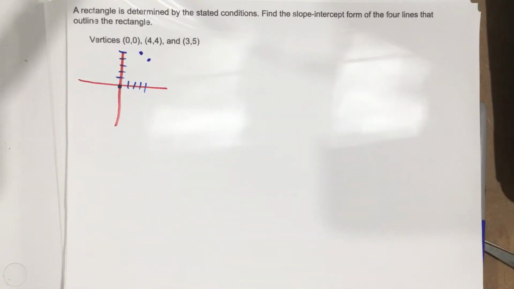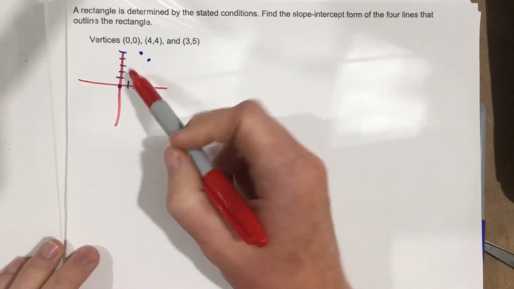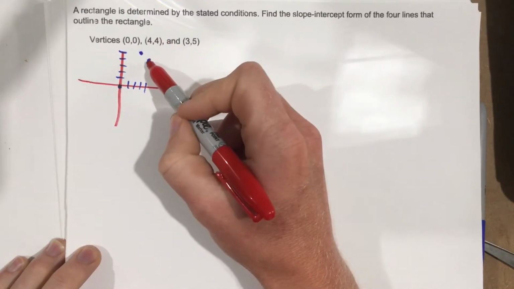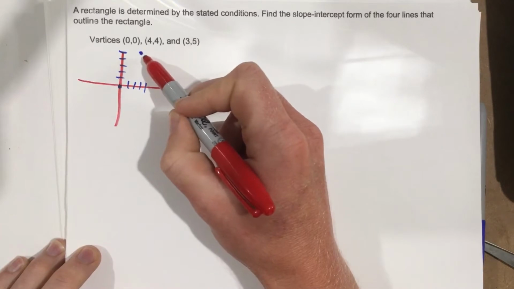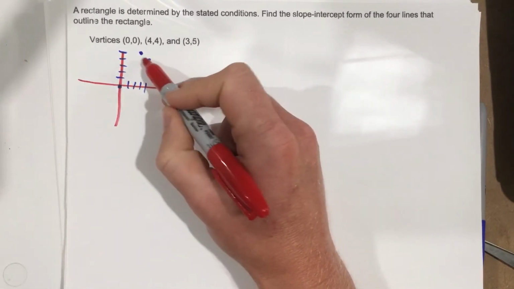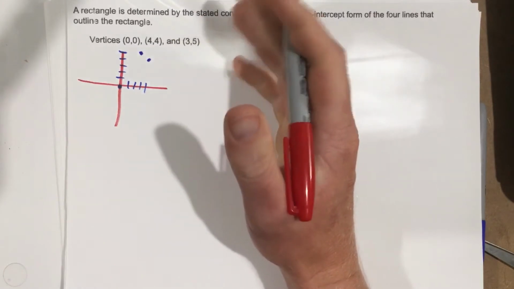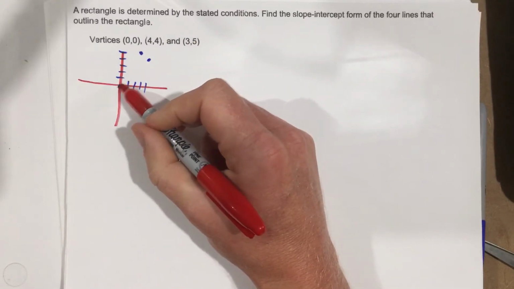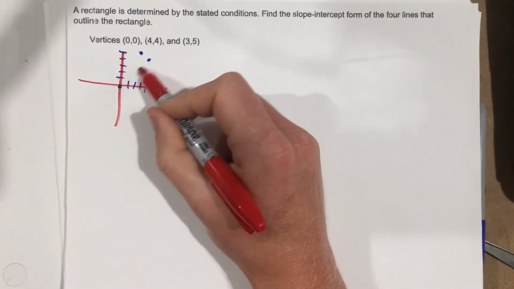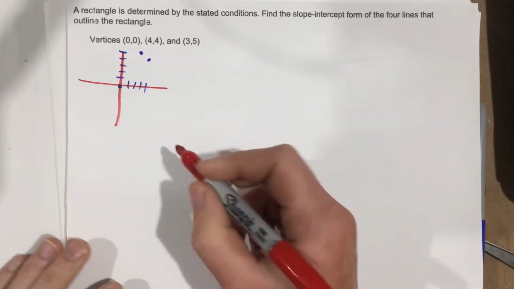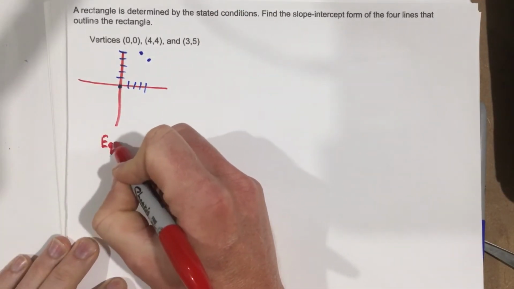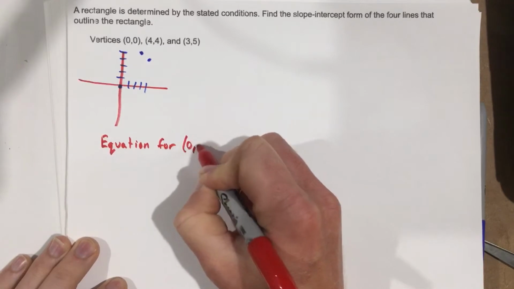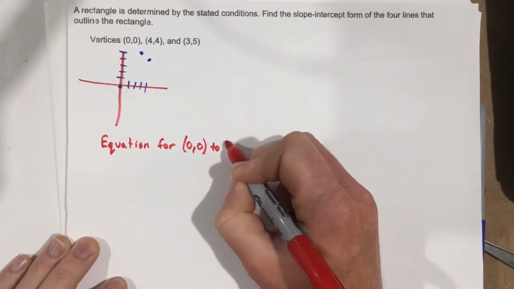Now, we know that from 0, 0 to 4, 4, there's going to be a line. And from essentially 4, 4 to 3, 5, there'll be a line. There's got to be a line between these 2 points and these 2 points if it's going to be a rectangle, because that's just how it's got to be. So let's go ahead and find the equation for the line from 0, 0 to 4, 4.